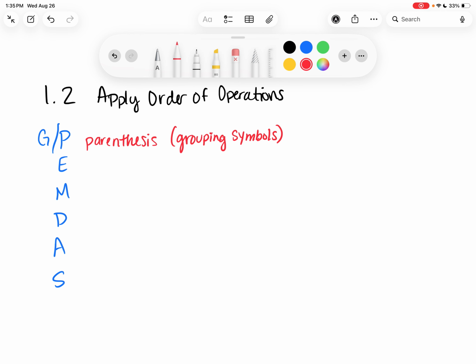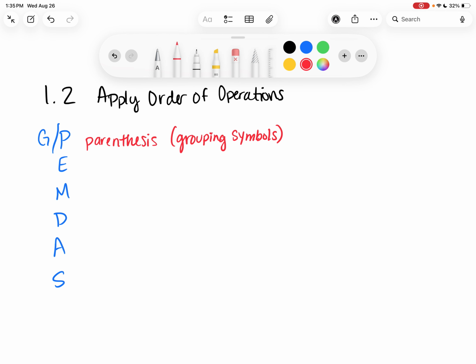Sometimes we have brackets. Sometimes a grouping symbol can also, later more so in your math career, be a fraction bar where we're doing something on the top and something on the bottom. That would be considered a grouping symbol. So sometimes you might hear people say grouping symbols instead of parentheses. Just know it means the same thing. It's just do the stuff that's grouped together first.